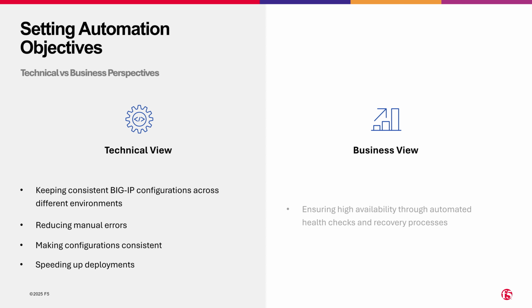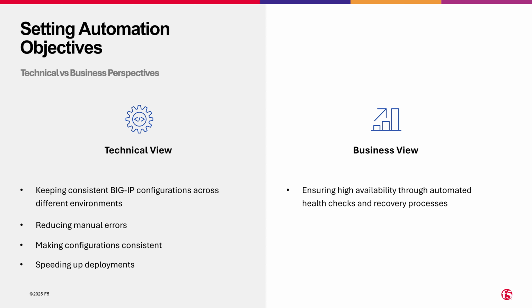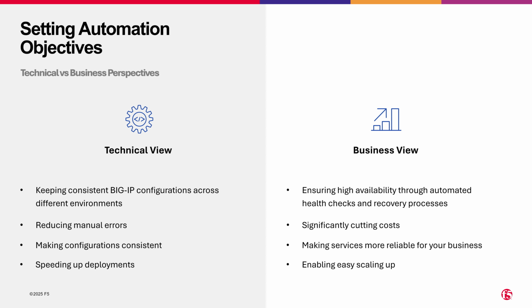From a business perspective, think about how automation can help you meet strategic goals like reducing risk and inconsistent config, scaling operations, cutting costs, or making services more reliable. For example, automating the onboarding of F5 BigIP devices can save time when bringing new services online and ensure high availability through automated health checks and recovery processes. By setting clear objectives from both technical and business angles, you build a strong foundation for a successful automation strategy that aligns with your organization's goals.